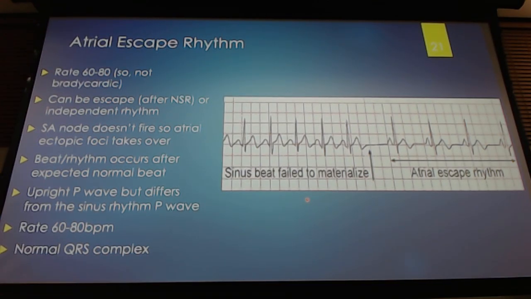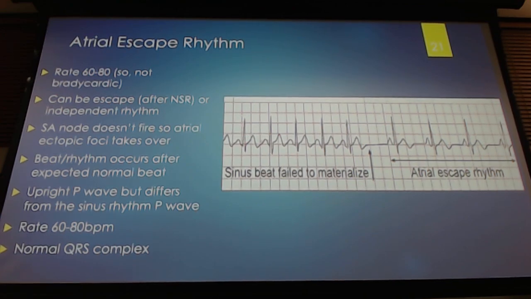And again, we can have atrial escape rates. Atrial escape rates are not technically bradycardic because they're 60 to 80, okay, but they can still occur. That's the number one fail-safe mechanism after the SA node fails to fire. If the SA node fails to fire, the next area that should fire and take over pacemaking responsibility is the atria, using one focus in the atria.